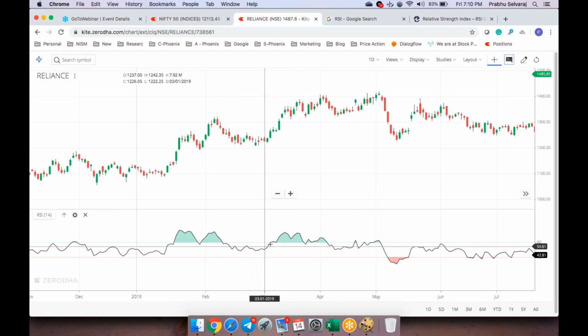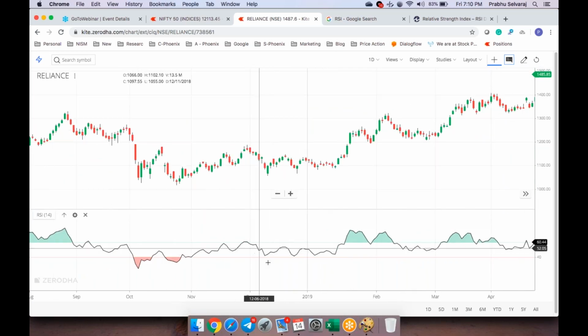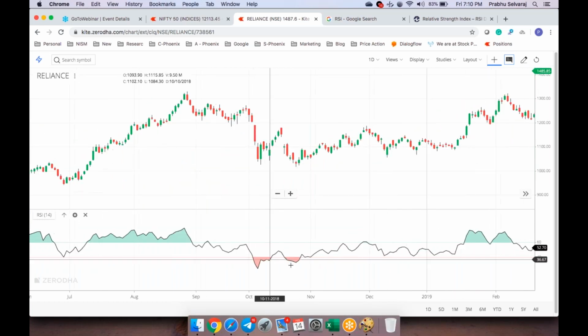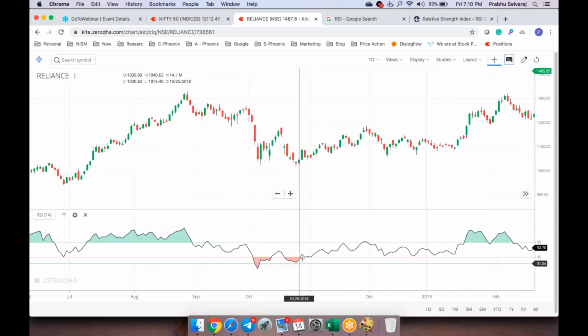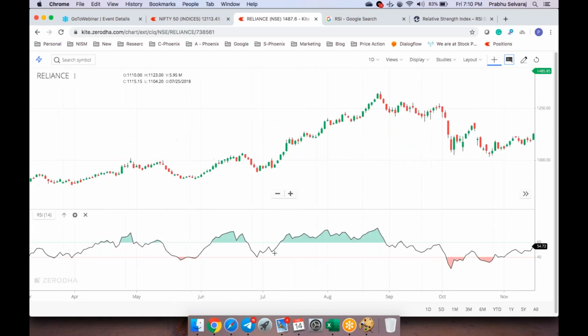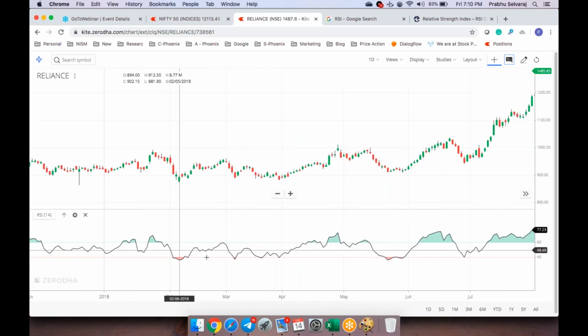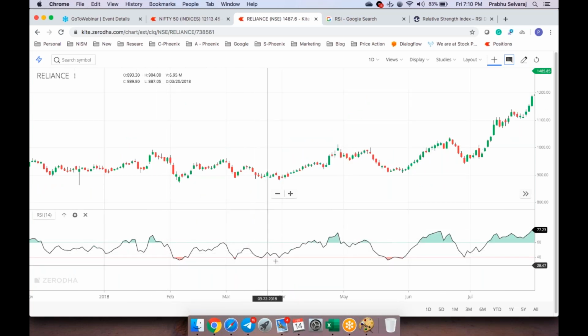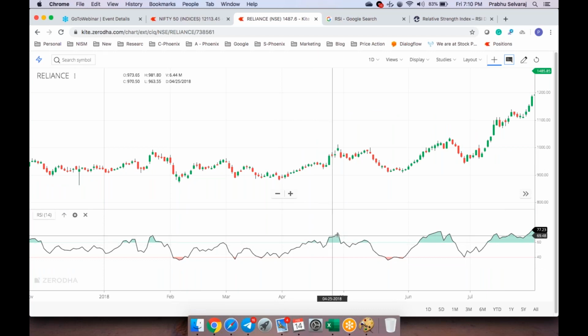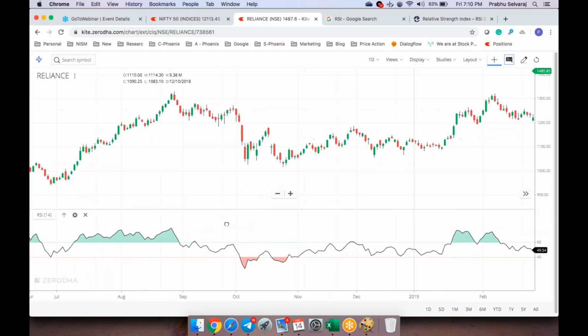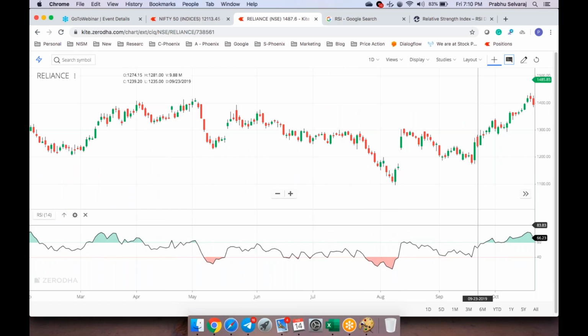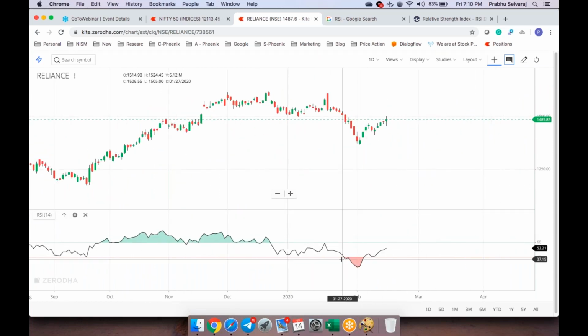Again, once it crosses 60, 60 will become support, and here again 40 is support, it is going up. Again here 40 is support; once it has crossed 40, 40 will become support. Here it came, hit 40, and went up. Again it came here, took support, and went up. So zone 60 and 40: 60 will act as a resistance as well as support, and 40 will act as a resistance as well as support.